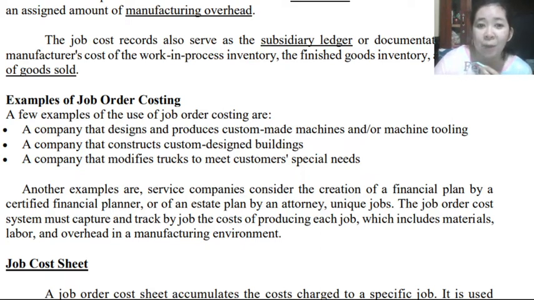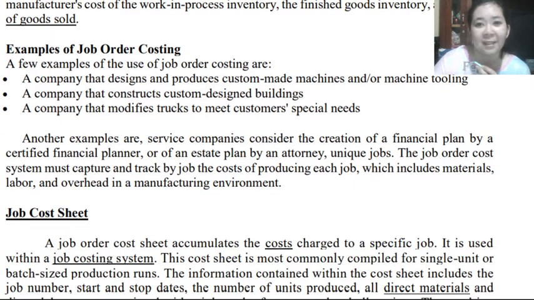So the job order cost system should capture and track the cost by job, which includes materials, labor, and overhead in a manufacturing environment. Although they are specific and made to order or unique, it is still very important for the accountant to accumulate, account, and record the cost which relates to that job order costing of the product or services.